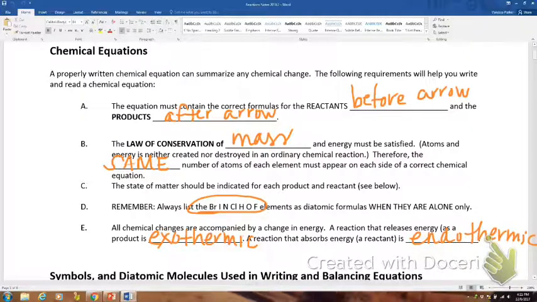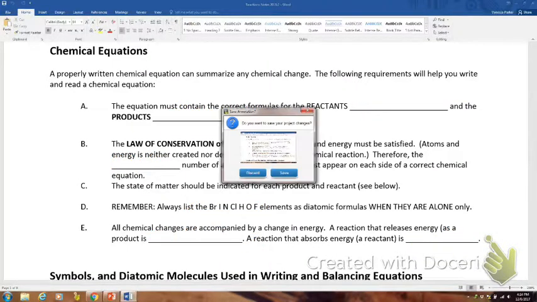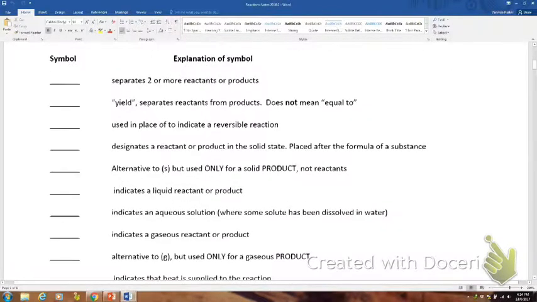So let's talk about some of the symbols that we are going to need to be able to do this. So here we go, some of the symbols.